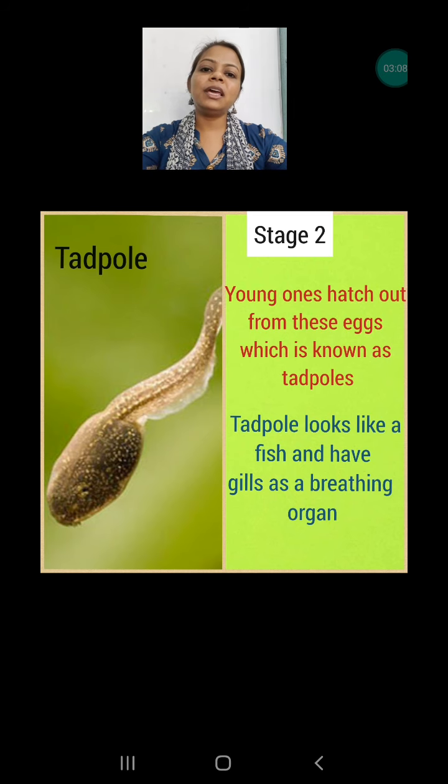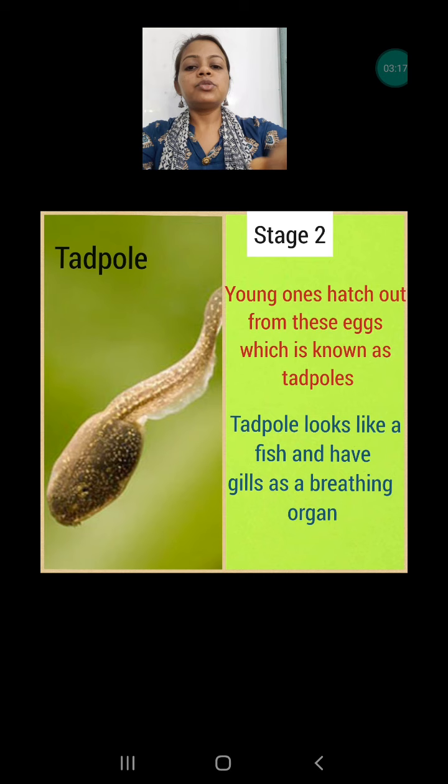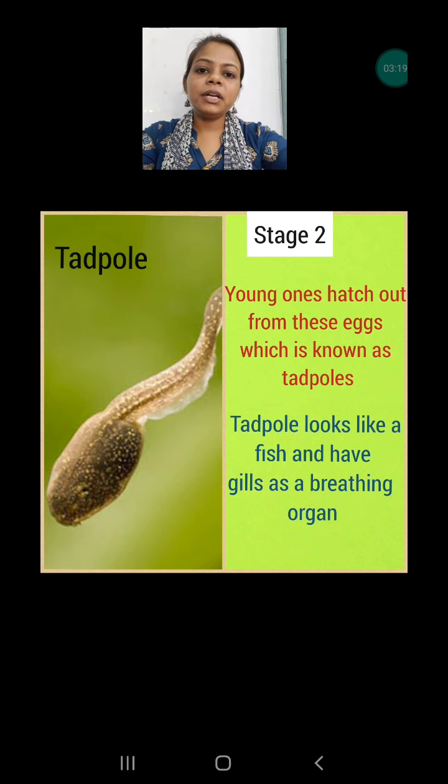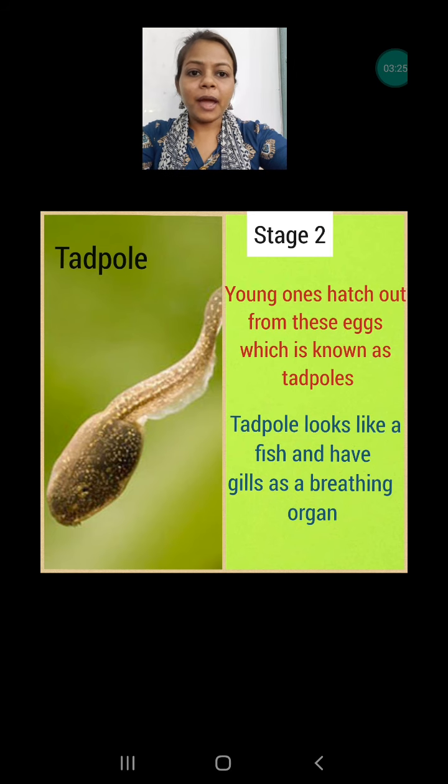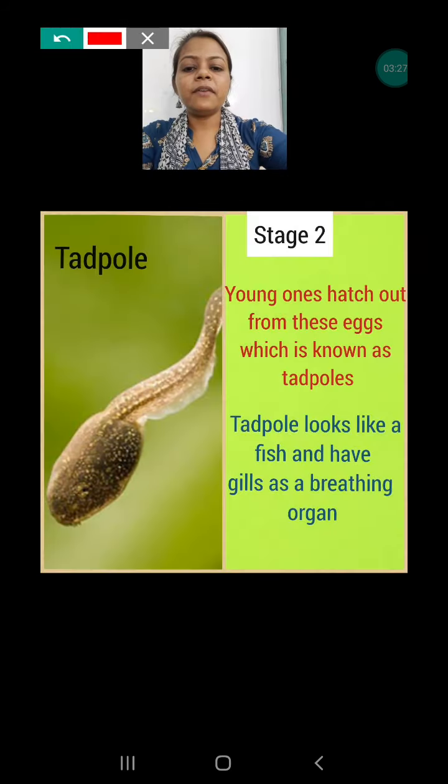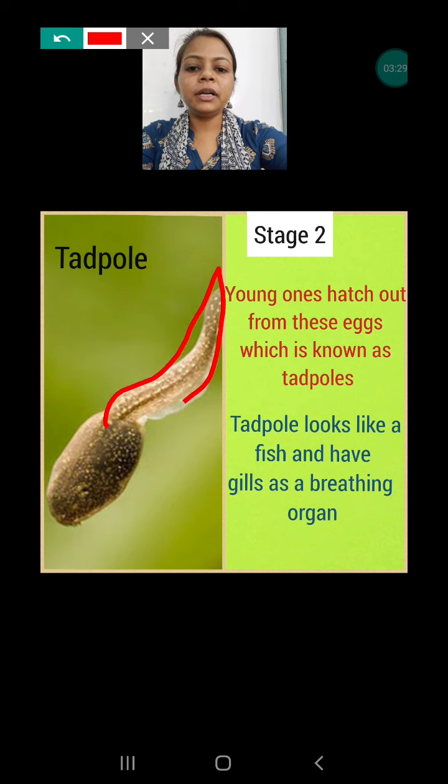That's why the egg is laid in the water, so that when the tadpoles come out, they can live easily and they will not die. So this is the second stage, when the tadpoles are coming out of the egg. These tadpoles look like a fish. Why do they look like a fish? Because they have a big tail.